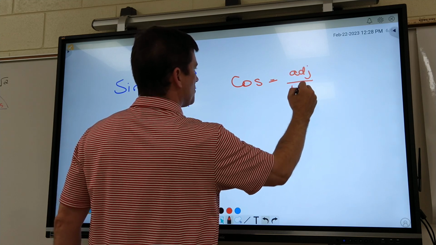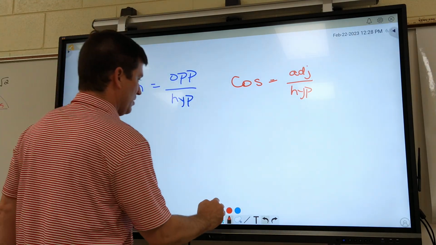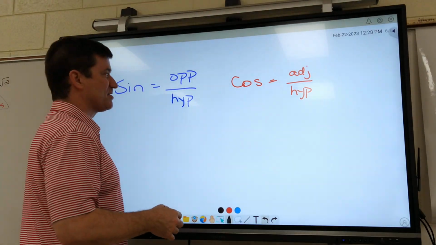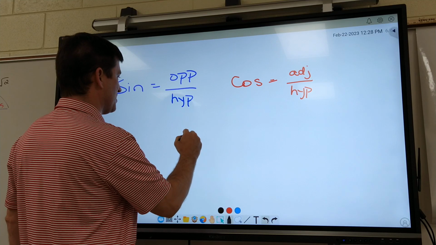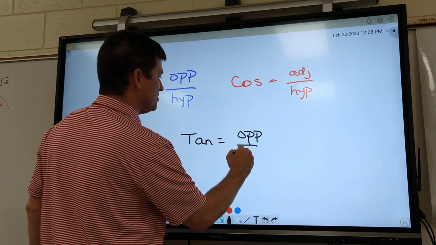If you guys want to write these on your unit circle, I'm going to leave them on the board over there. If you don't have your glasses, you might want to write them down. So tangent is opposite over adjacent.